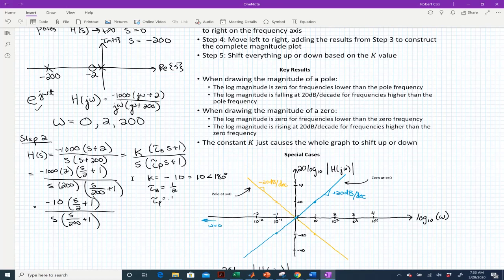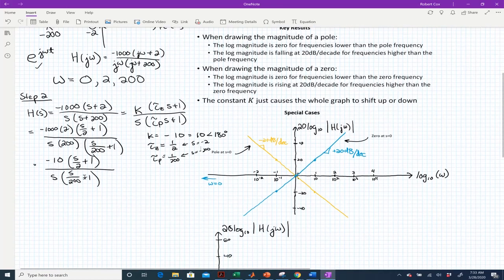My tau p is 1 over 200, right? So this guy comes from the pole at s equal to minus 200. This guy came from the 0 at s equal to minus 2. Okay? All right. So we're going to look at trying to graph this guy.